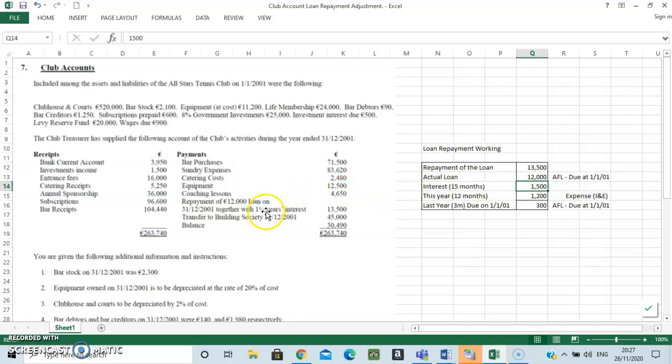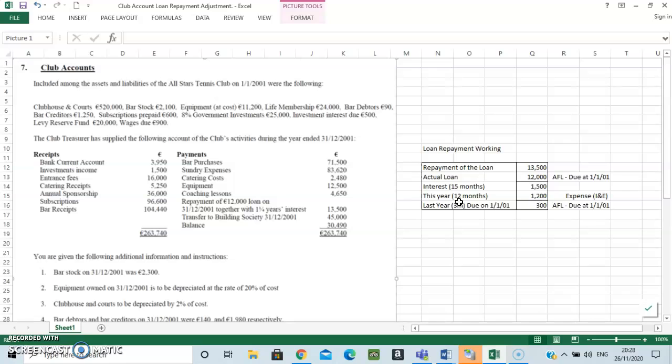Now, it's 1.25 years interest, and it was repaid at the end of 2001, the end of December. So therefore, if you go back 15 months or 1.25 years from the 31st of the 12th, you'll find that 12 of those months will bring you back to the 1st of January, which is this year. And then you have to go into December, November, and October of the previous year as well, which is the year 2000 in this case.